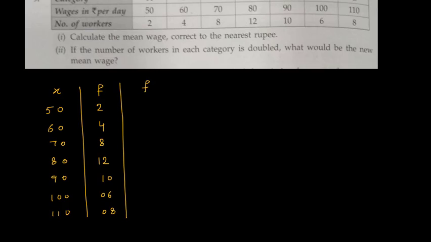And last column is F into X. So 2 5s are 10, so here we have 100. Then 6 4s are 24, so here we have 240. 7 8s are 56. 12 8s are 96. 9 10s are 90, so this is 900. This is 100 into 6, 600. And 11 8s are 88, so 880.